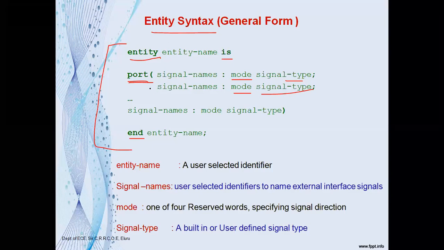So here we will list the signals, a group of signals. They may be input and output, and the entity ends with the reserved word end and the entity name. Now, if you see here, the entity name is user identified or user selected. So the user can give any name to this.